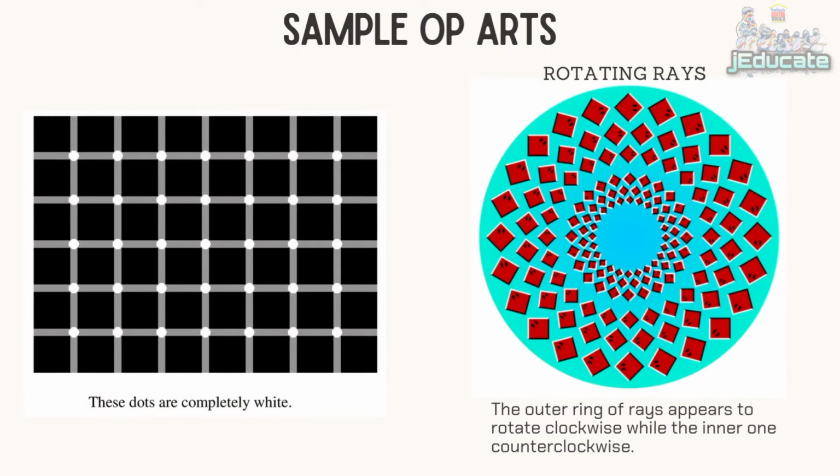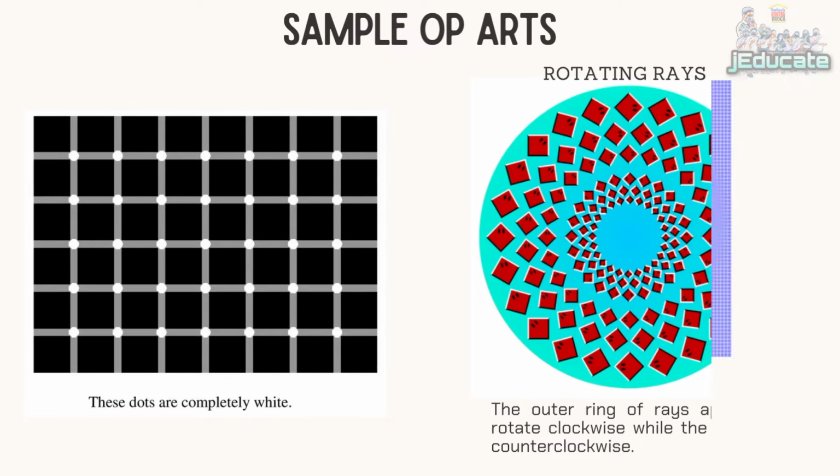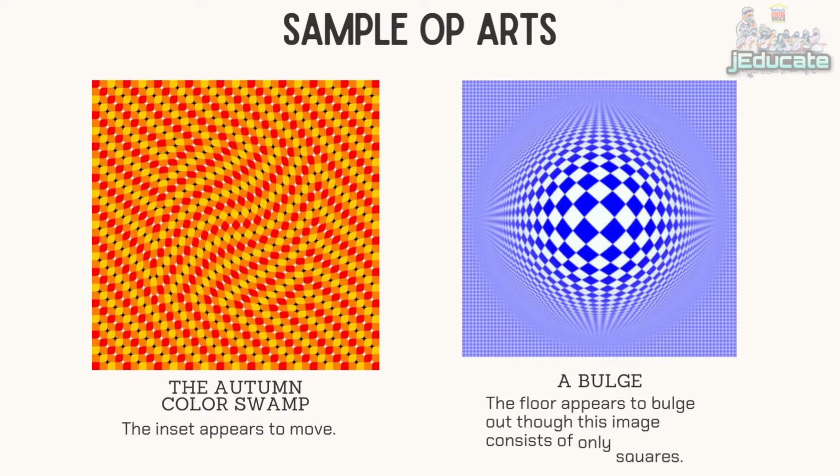Samples of op art. These dots are completely white. Rotating rays: the outer ring of the rays appears to rotate clockwise while the inner one counterclockwise. The autumn color swamp: the inset appears to move. A bulge: the floor appears to bulge out though this image consists of only squares.